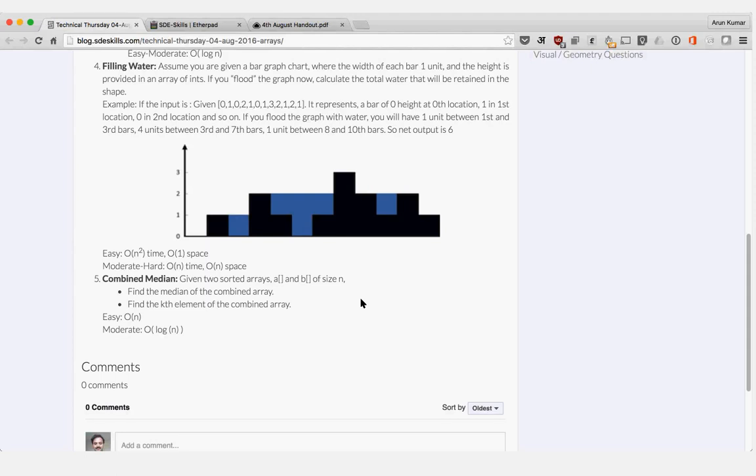You can just iterate until half of the elements. Exactly. We'll be there halfway through. Yeah, that's just O of n. That's the easy solution. Any ideas on the moderate one, O of log n?